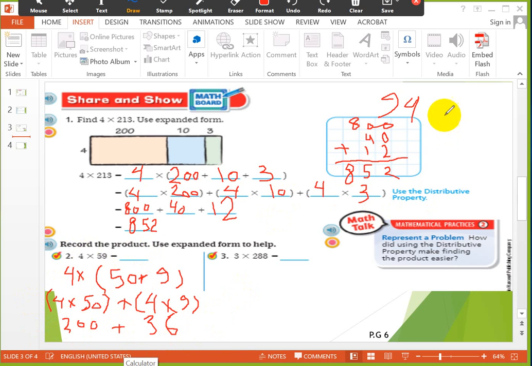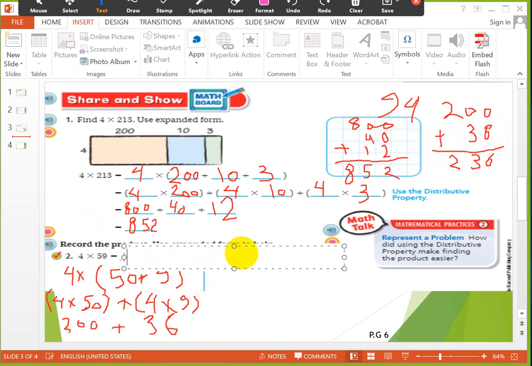Let's find it right here. I will find it here in the white paper. If you put it like this, 200 and 36, I think it is very easy for you, and add it together. So the answer will be 6, 3, and 2. So the final answer right here will be 236. This is the final answer for this multiplication.